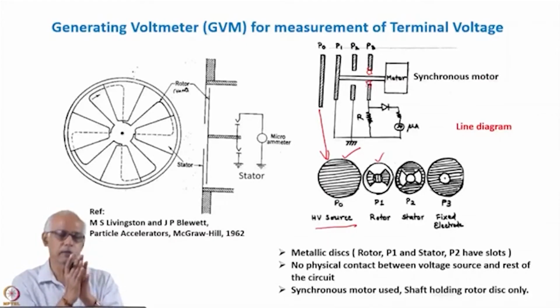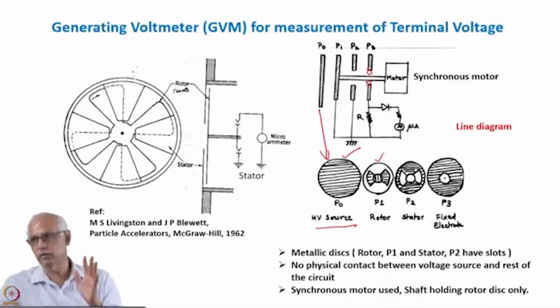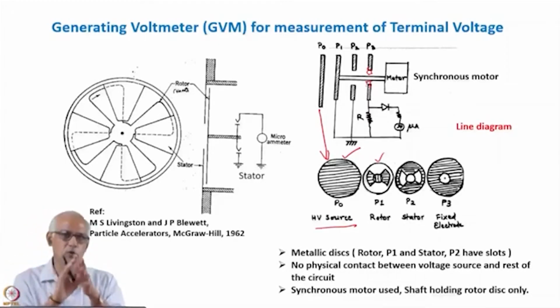The rotor has to be in phase with the stator, and out of phase. In phase means the electric field is seen, and when it is out of phase, it's blocked, and therefore there will not be an electric field. So these are metallic discs with slots.